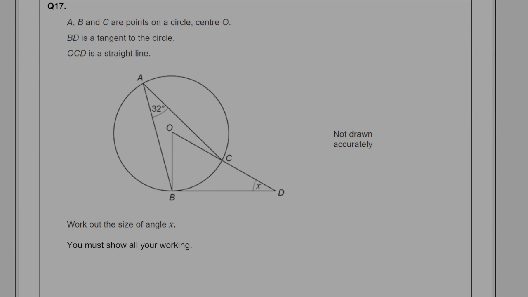Okay, question 17. A, B, and C are points on a circle. Work out the size of angle X. Okay, so just checking, BD is a tangent to the circle, and the tangent meets the radius at a 90-degree angle.